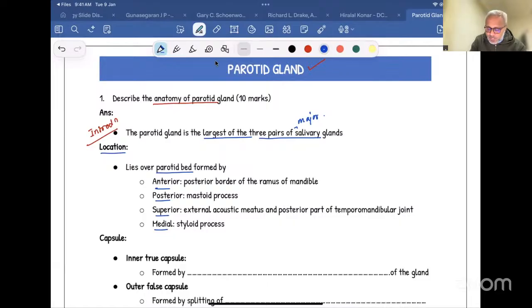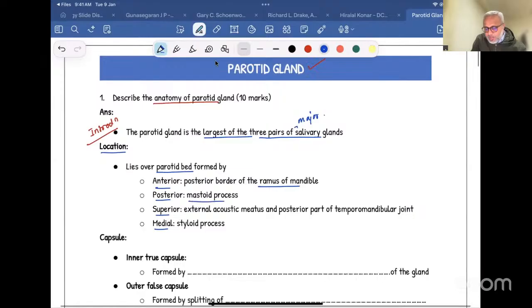Anteriorly, we have the ramus of the mandible, right? So if we have the ramus of the mandible anteriorly, what do we have posteriorly? Yes, we have the mastoid process. You're correct, right? Then what about superior and what about inferior?